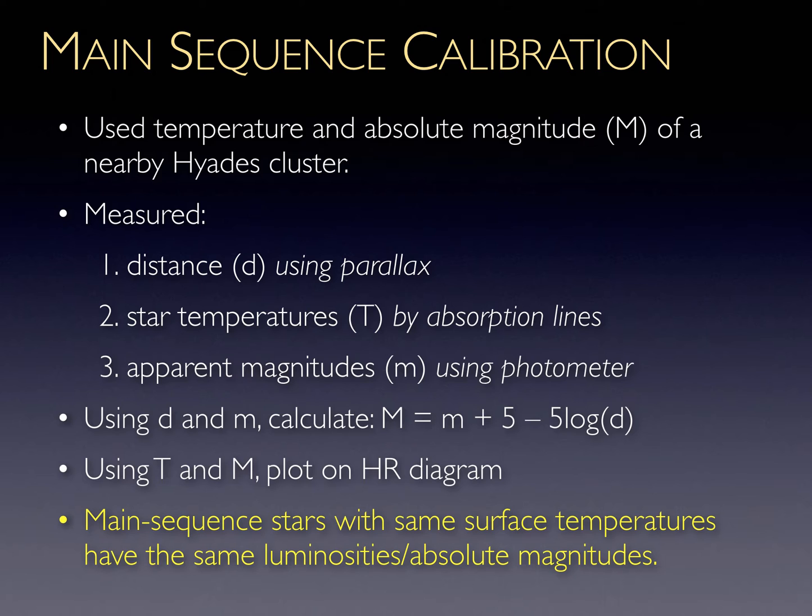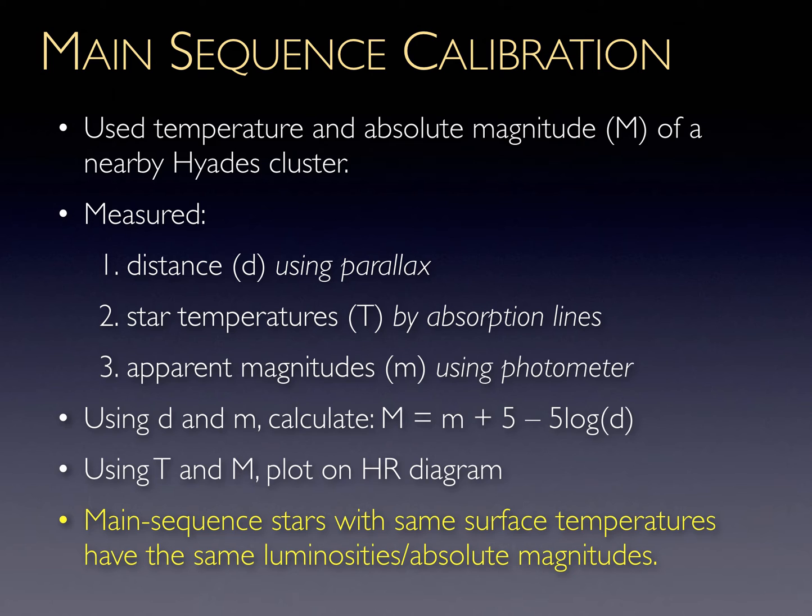To do this, we need to work backwards. We need to determine what the absolute magnitudes are of stars with different temperatures. This means we need stars close enough so that their distance could be measured using parallax.